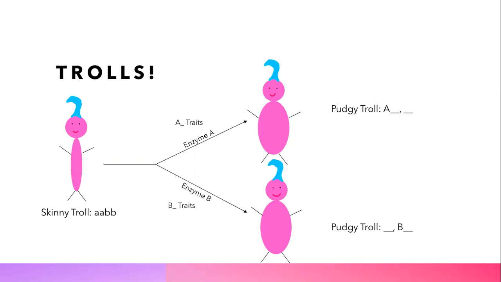In this troll example, we see that the skinny phenotype occurs when the individual is homozygous recessive at both the A allele and at the B allele. The diagram then branches off, and if a dominant allele is present at either the A locus or the B locus, this results in a pudgy troll.